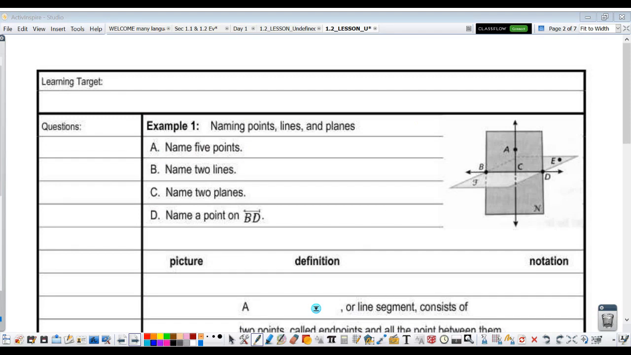All right, our learning target: I can define a point, line, and plane. Example number 1, naming points, lines, and planes. So we want to name 5 points. There's a vocabulary word, look it up if you need to at any time.